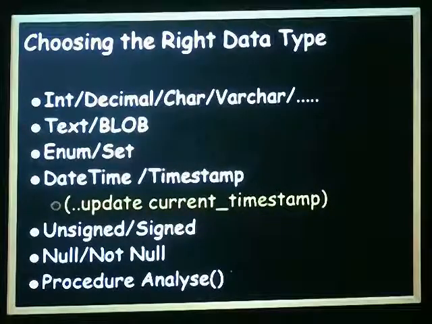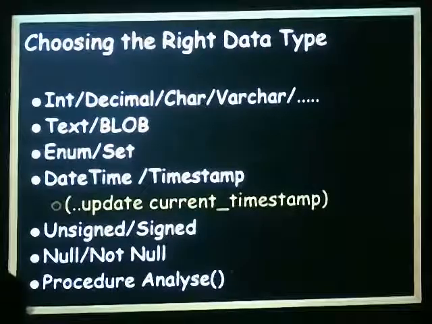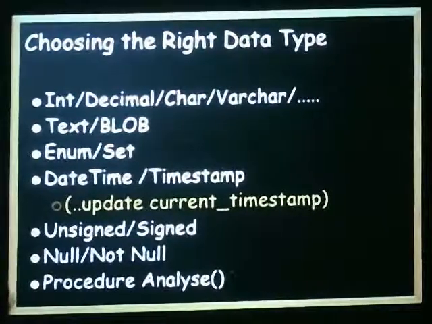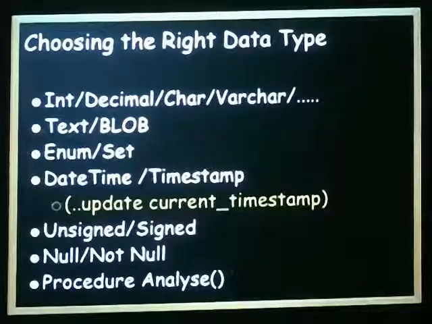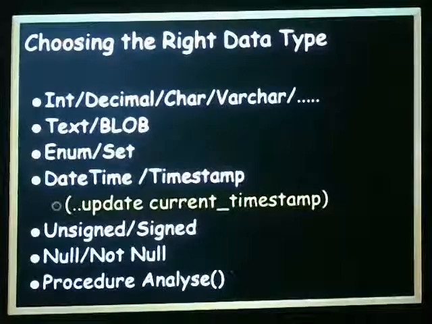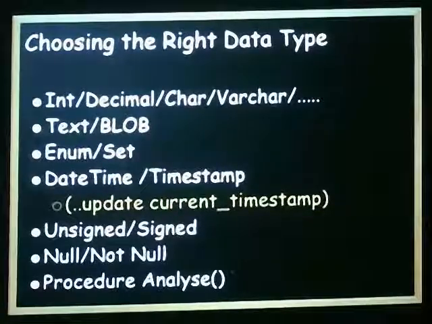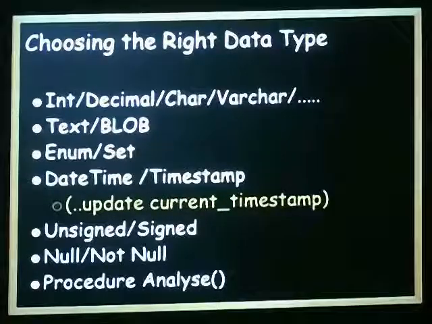Signed and unsigned is something I want to get into. Signed means that if you have an integer, say a tiny int, it can be 0 to 255, and it's 1 byte. But if you make it signed, it can go negative, from minus 127 to plus 128. If you don't want negatives, you can do unsigned.